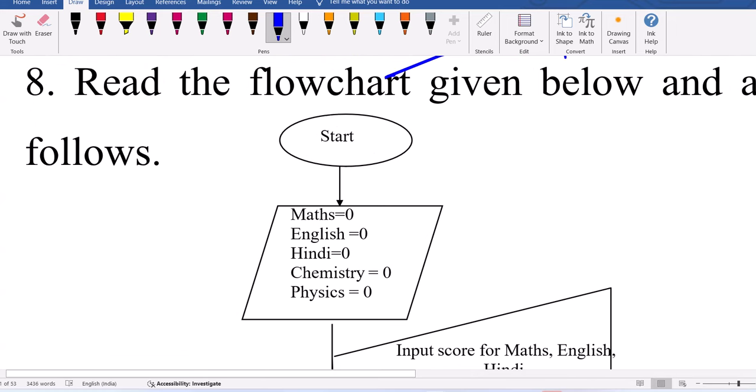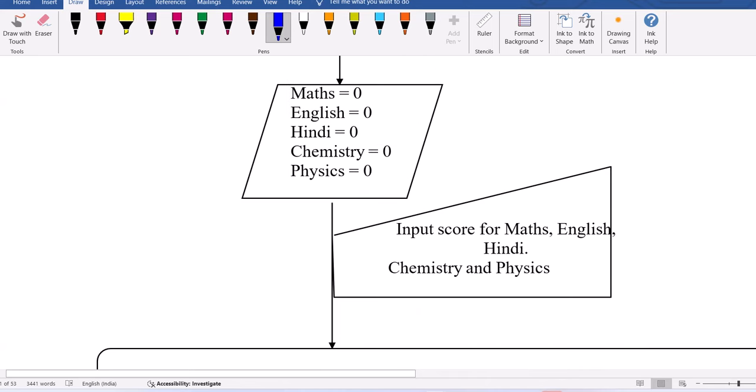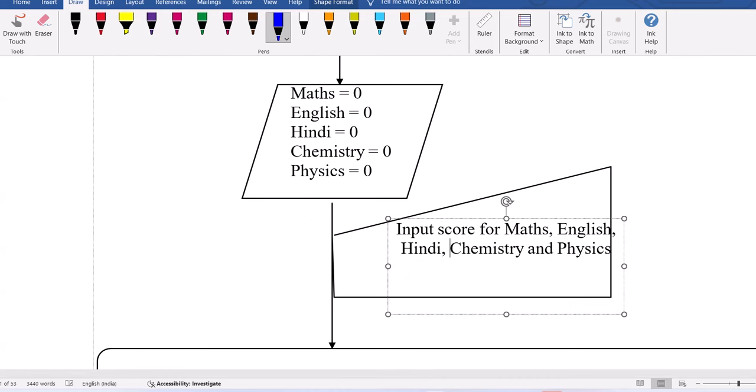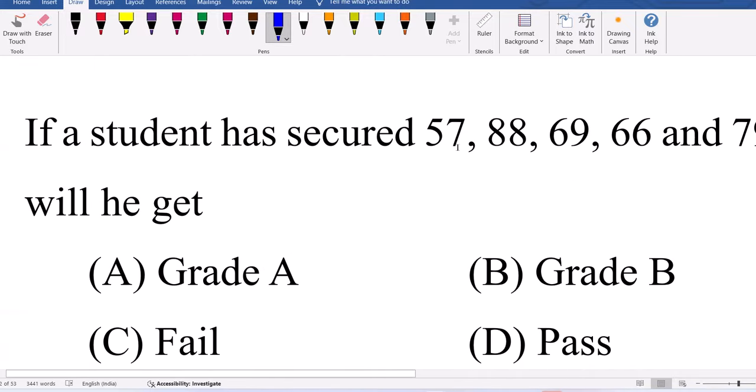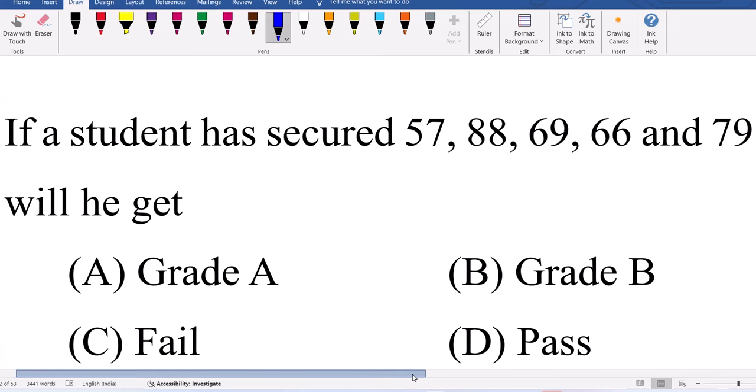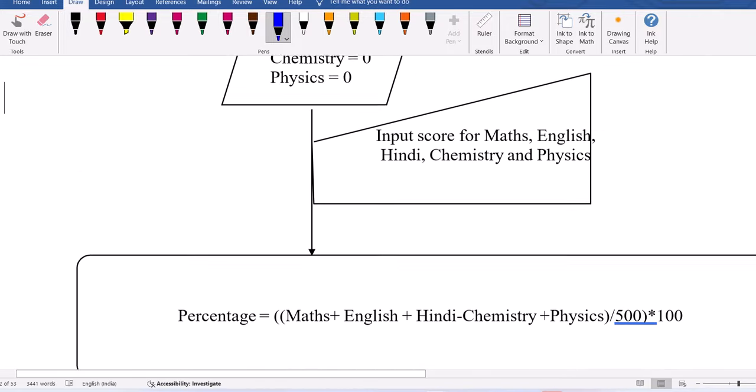You are starting. Initially, math is 0, English is 0, Hindi is 0, chemistry is 0, physics is 0. All the subjects are 0. Initial marks are 0. Okay. Now, you have to give inputs for math, English, Hindi, chemistry and physics. These subjects' input you want to give. So, what is the input given, sir? Here they have given 57, 88, 69, 66 and 79. These are the scores of math and so on, in that order only, same order.